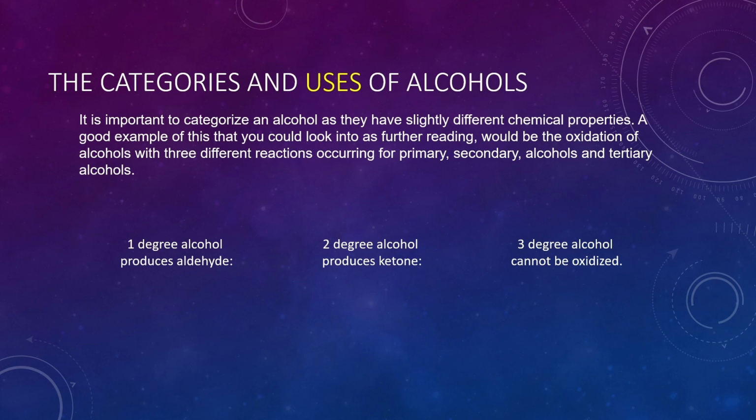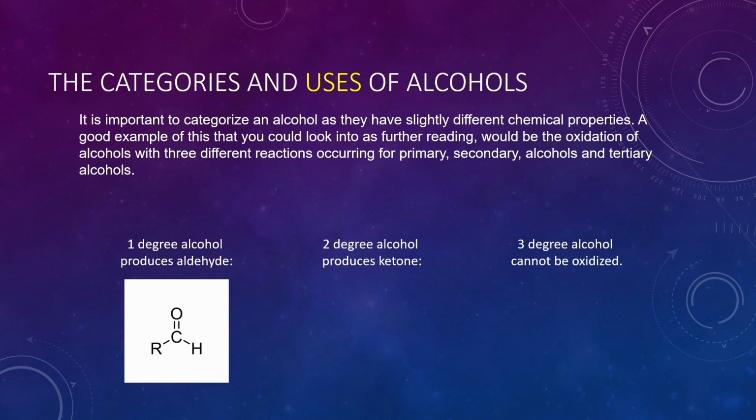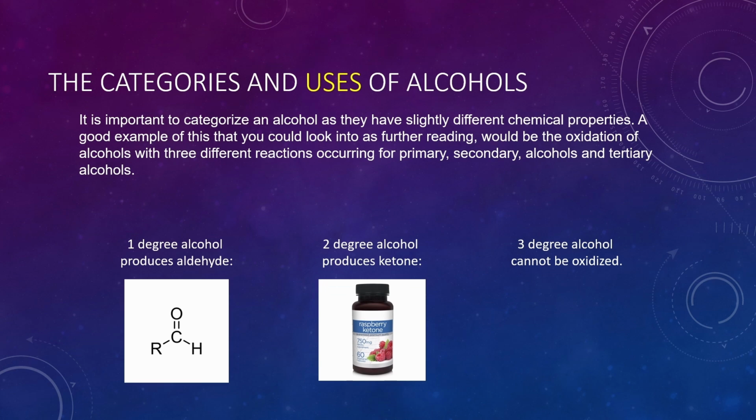Categories and uses of alcohols. It is important to categorize an alcohol as they have slightly different chemical properties. A good example of this that you could look into as further reading would be oxidation of alcohols, with 3 different reactions occurring for primary, secondary, and tertiary alcohols. 1-degree alcohols produce an aldehyde, 2-degree alcohols produce a ketone, and 3-degree alcohols cannot be oxidized.